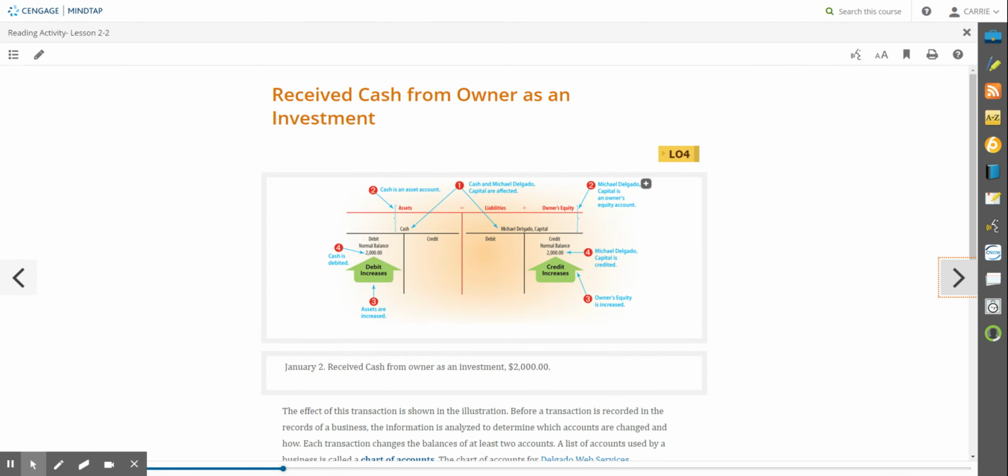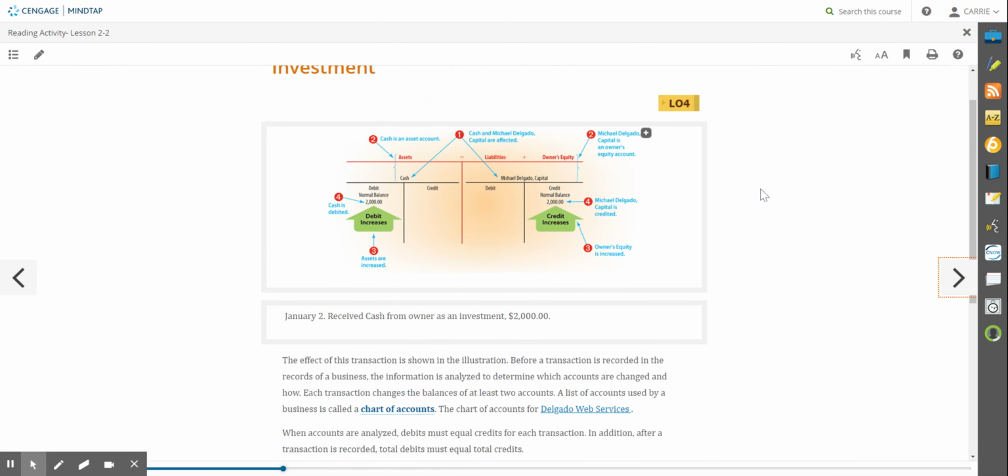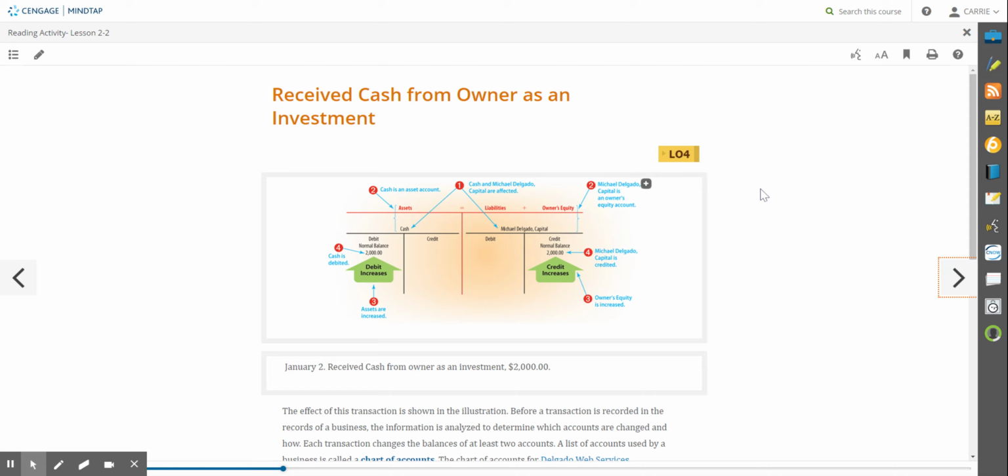Okay, so we received cash from the owner as an investment. So the two accounts that are going to be affected are cash and Michael Delgado Capital. So that's our first question that we ask: what are the two accounts that are affected when we received cash from an owner as an investment? And remember, it has to be two accounts and there has to be a debit and credit part of each account. There cannot be two debits, there cannot be two credits, there has to be a debit and a credit.